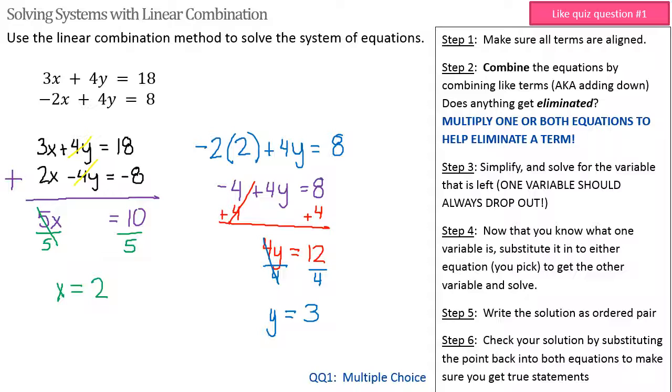Now the last thing we just need to do is write our solution as an ordered pair. So 2, 3. And that's our solution. And what we can do for step 6 is we can check our solution by substituting the ordered pair back into both equations to make sure we get a true statement. So we can always plug them back into both equations, and if they're both true, we know we were correct.